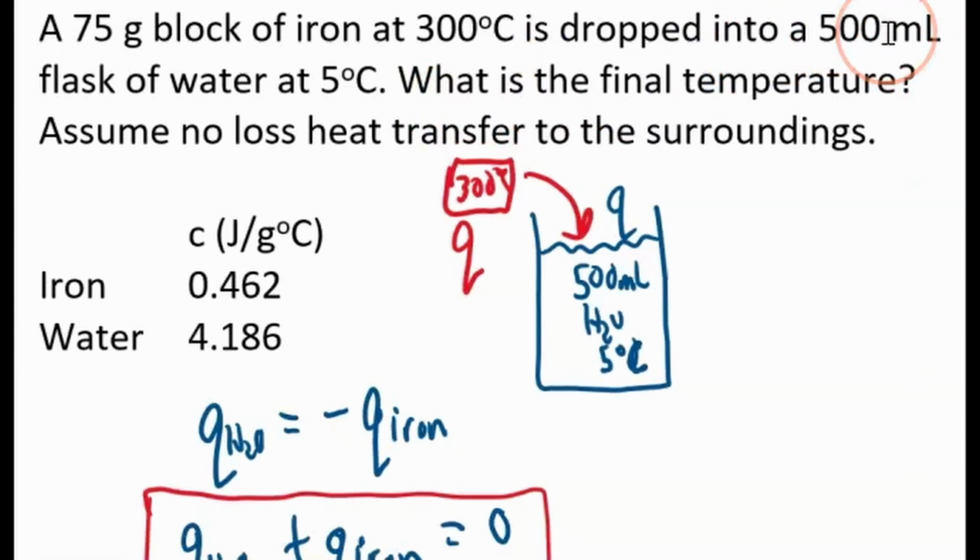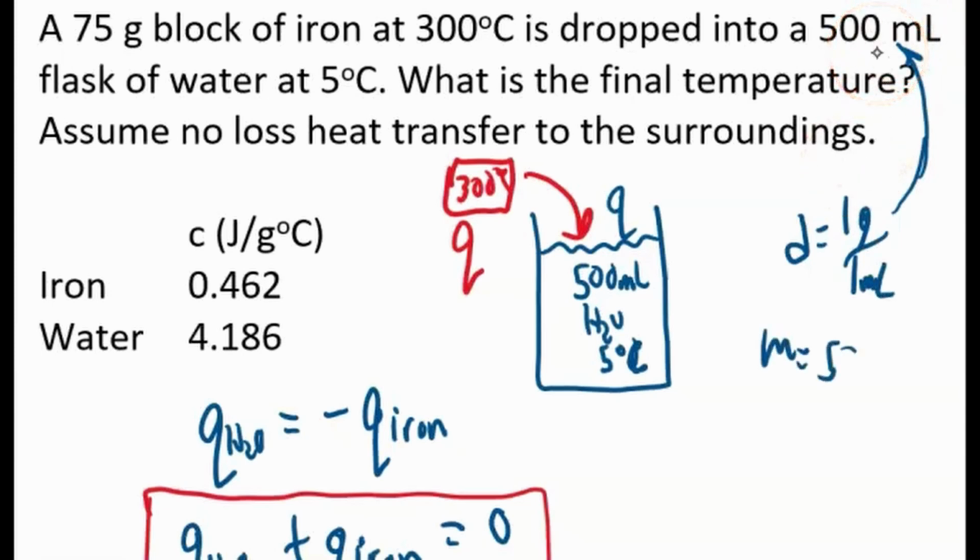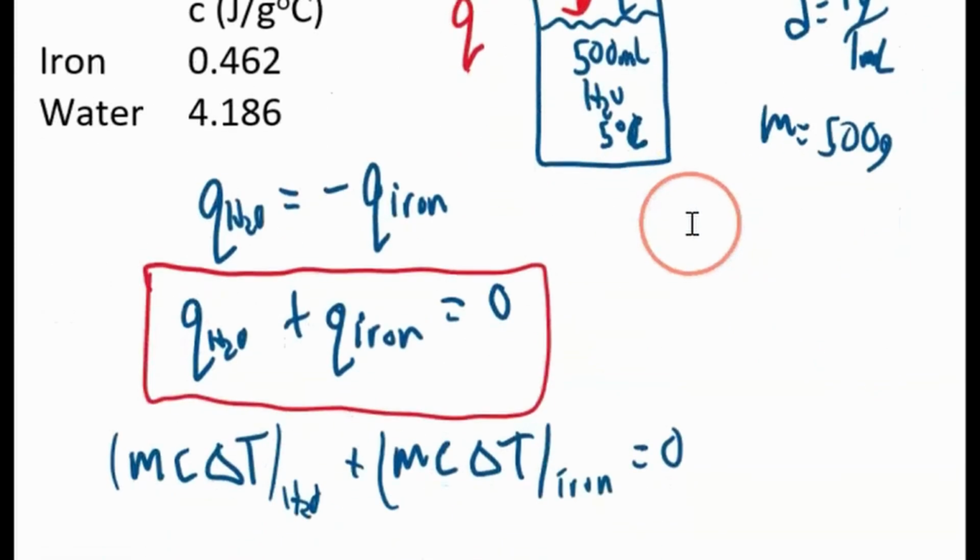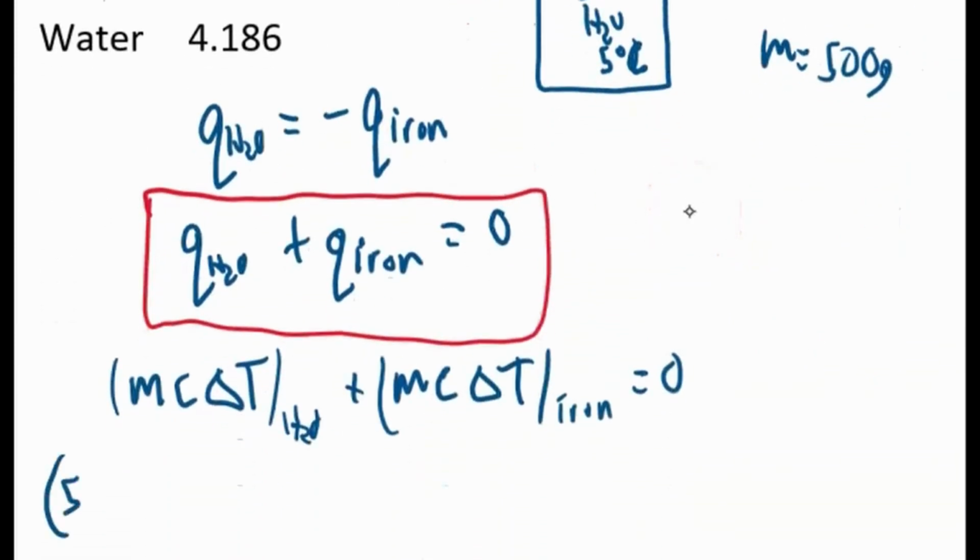So you have a volume of water. We have to assume that it has a density of 1. If they don't give us a density, it's usually a little bit less than 1. But we'll assume that the density of water is 1 gram for every 1 milliliter, so that this is essentially 500 grams of water.